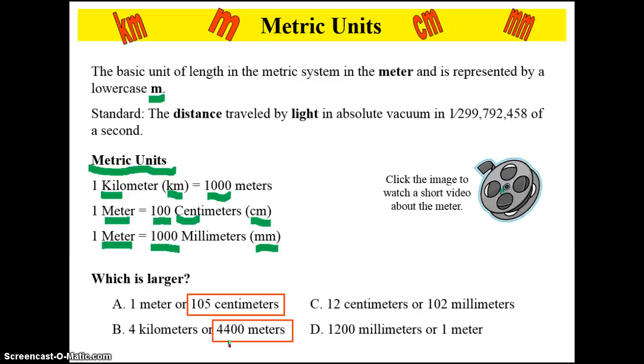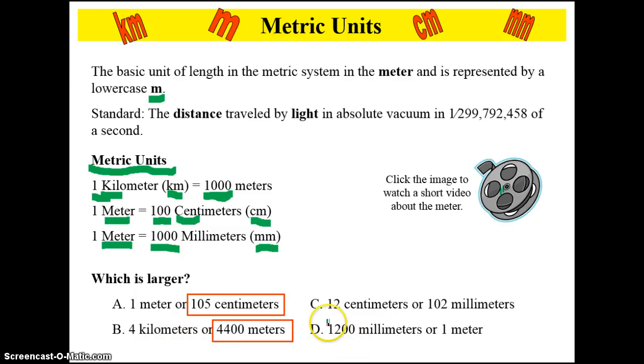Hopefully you chose 4,400 meters. So think again, we've got 1 kilometer equals 1,000 meters. That would mean 4 kilometers equals 4,000 meters. 4,000 is less than 4,400, so 4,400 meters is longer than 4 kilometers.